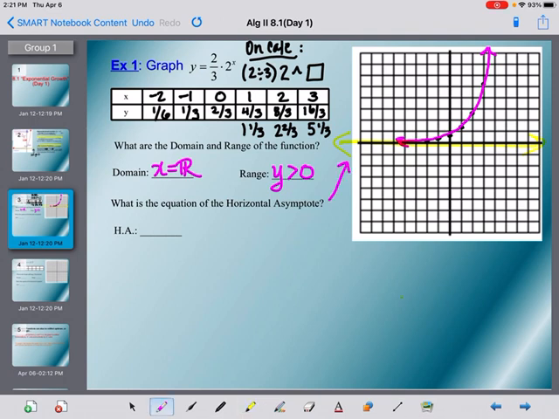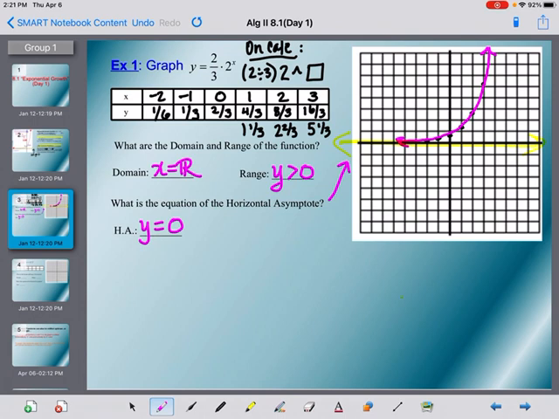Okay, so my horizontal asymptote is that highlighted line that I just drew on the x-axis. And the equation of our horizontal asymptote is y equals 0. So our range is y values greater than 0, not equal to 0.